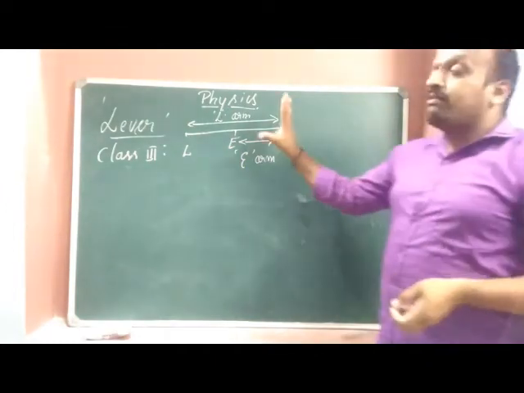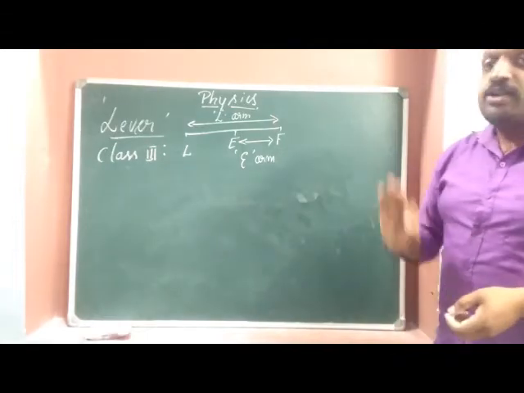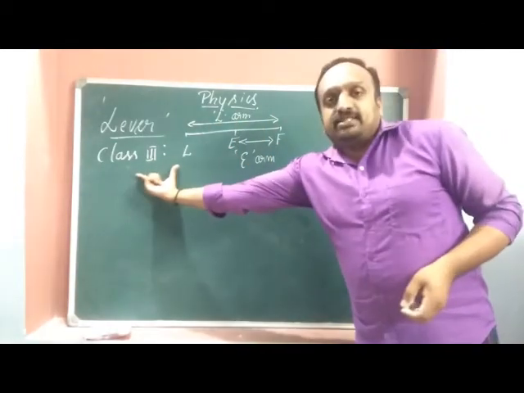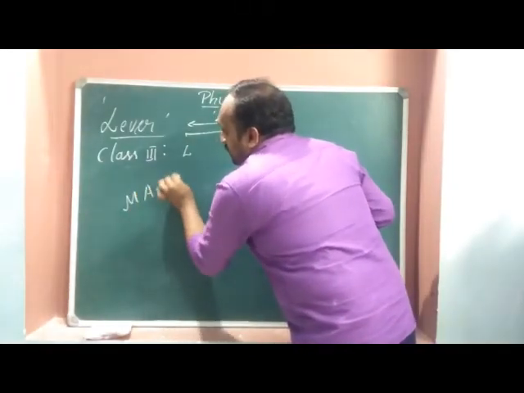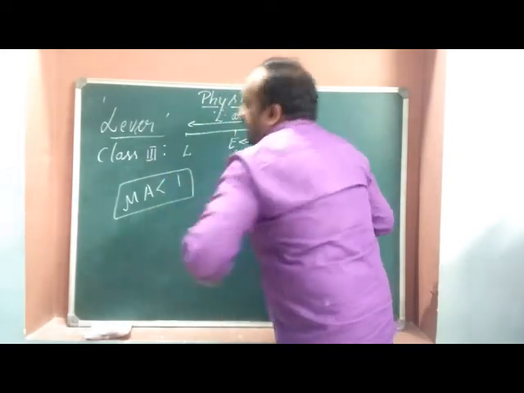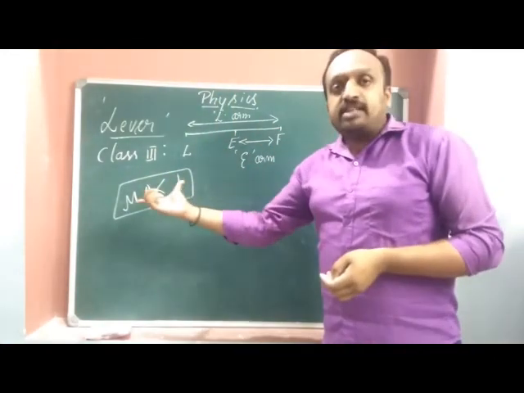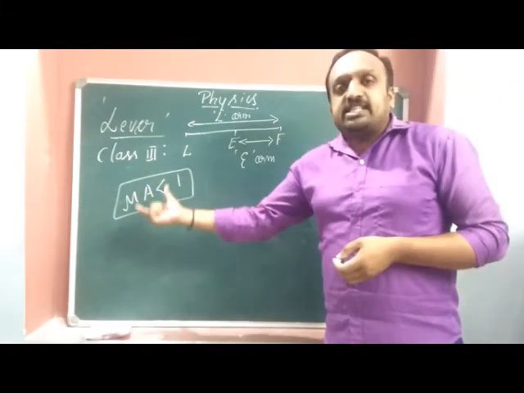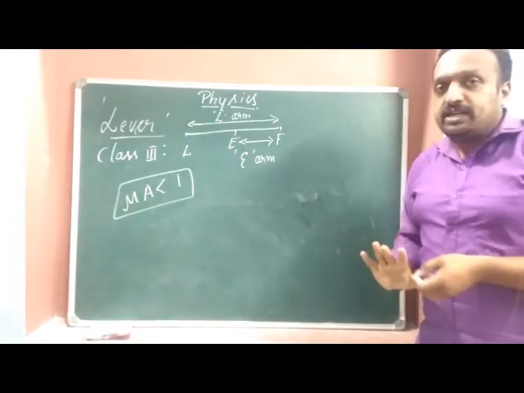So the ratio here is always less than 1. Why? Because load arm is always bigger in class 3 lever. So the mechanical advantage is always less than 1. In class 2 lever, mechanical advantage is greater than 1. In class 3 lever, the mechanical advantage is less than 1. So it always acts as a speed multiplier.